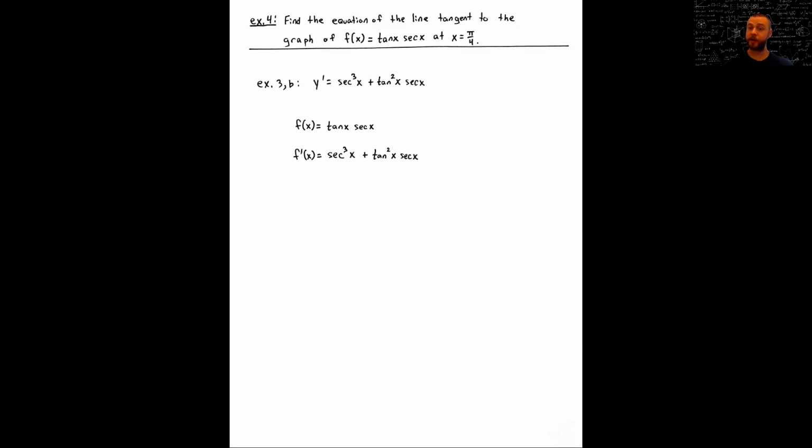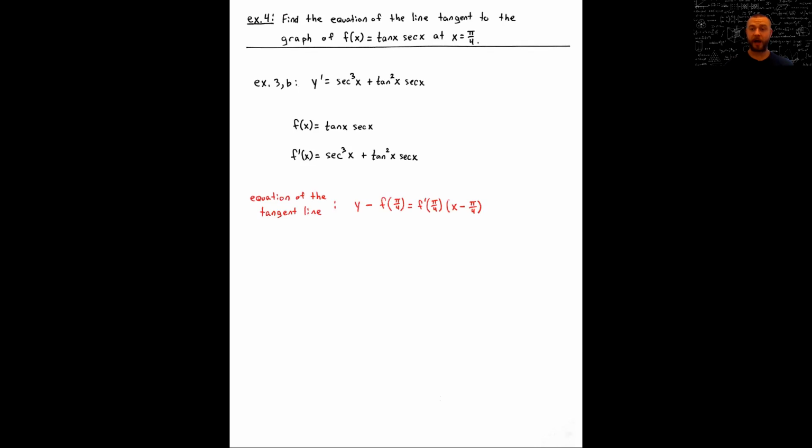All right, so the work here might seem simple since we're using our work from example 3b. And again, it might have been a while, so you recall the equation for the tangent line. Y minus f of a equals f prime of a times x minus a. Here, the value of a represents an x-coordinate at which we're finding the tangent line. Given in the problem, that value for a is pi over 4. So we have our equation here, y minus f of pi over 4 equals f prime of pi over 4 times x minus pi over 4.